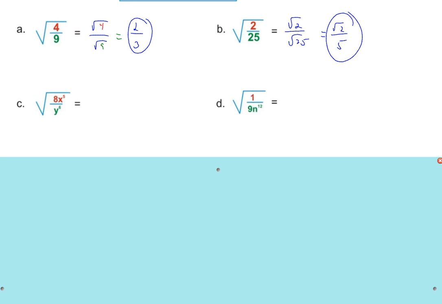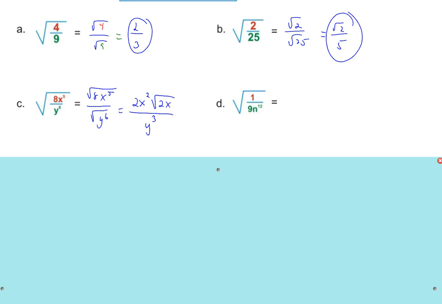And as you're working, I'll go ahead and do them up here as well. So simplify, simplify, simplify. Things on the top stay on the top, right? Things on the bottom stay on the bottom. So on C, you should have ended up with 2x squared times the square root of 2x over y cubed.